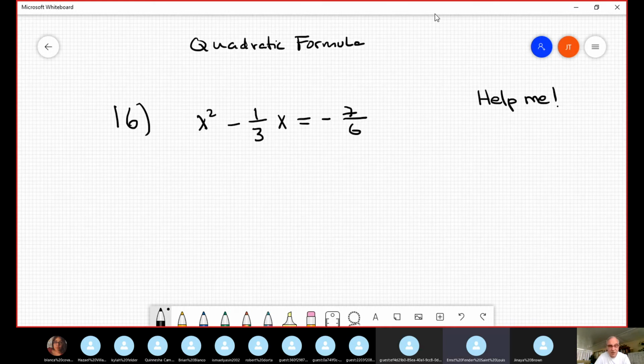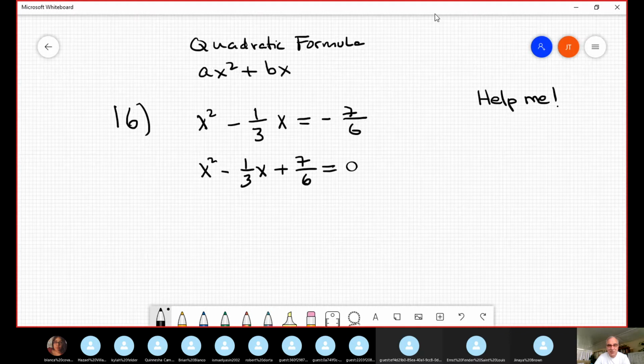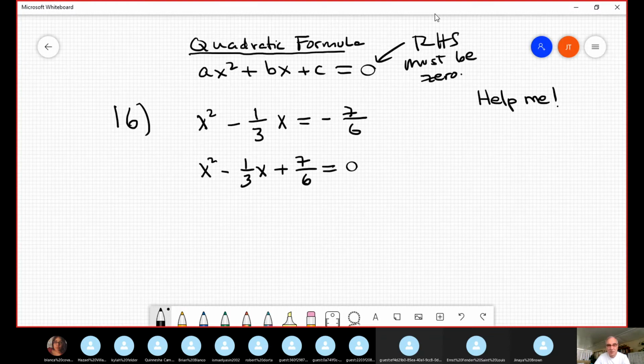Let's bring 7/6 to the left, because the right hand side must be 0. I know the standard quadratic equation looks like that. Right hand side must be 0, always, when we start the quadratic formula. This is called standard form. So A is 1, B is negative 1/3, and C is 7/6.